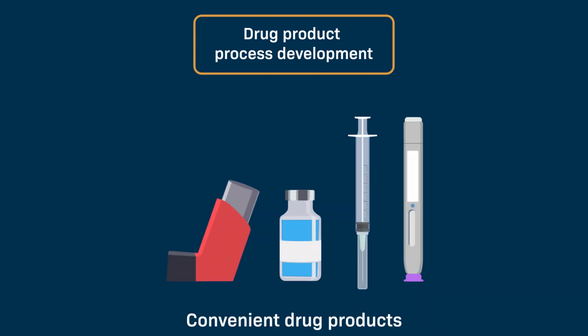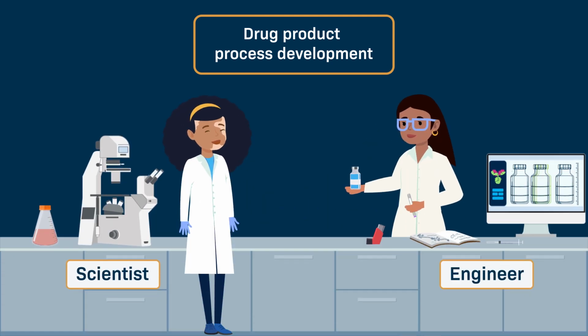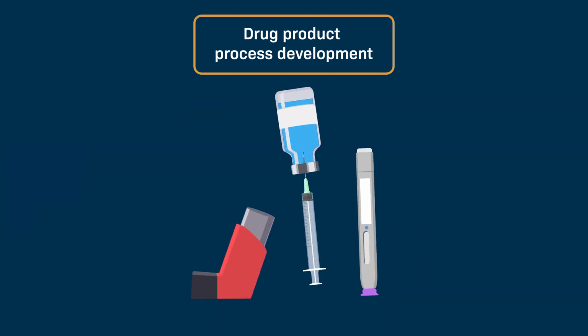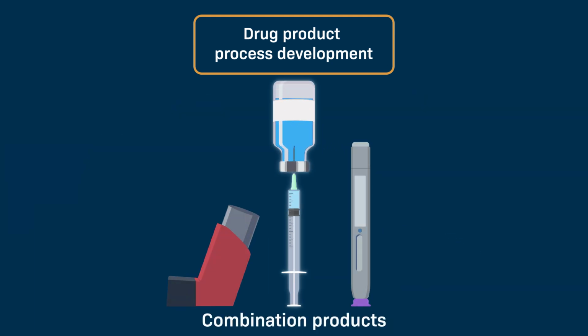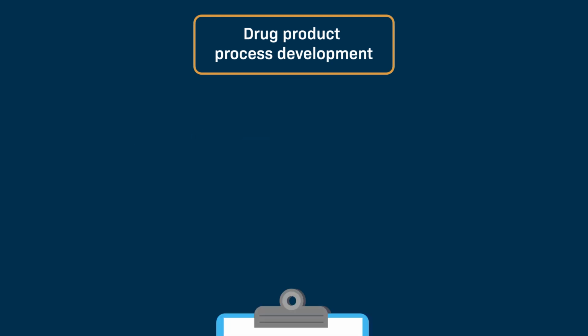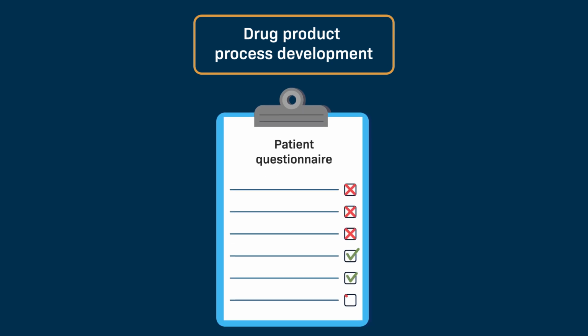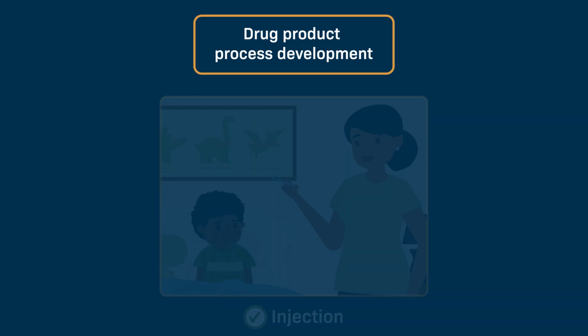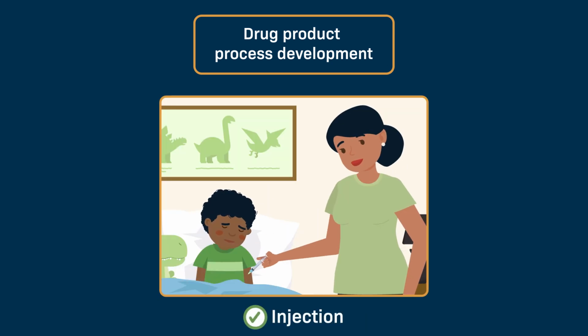Lastly, to increase patient convenience, scientists can collaborate with engineers to develop a combination product. A combination product is a drug product that's combined with a device for easier drug delivery. We'll review how devices are used and selected based on patient input to ensure a convenient drug administration option for patients.